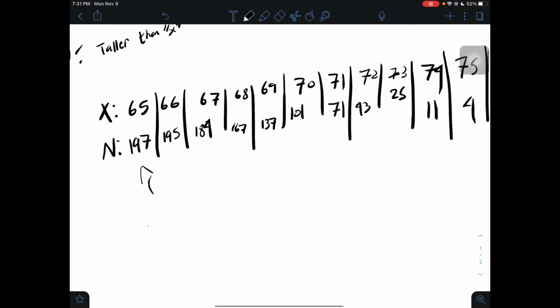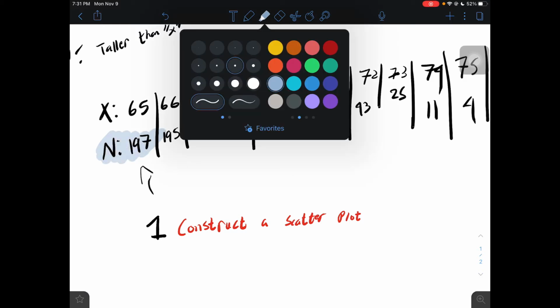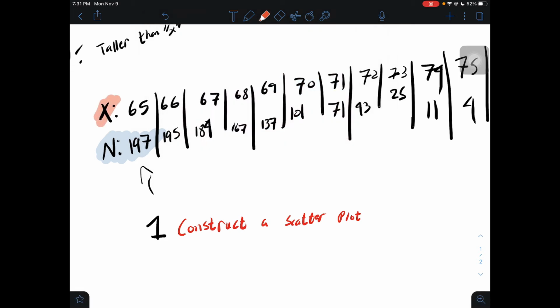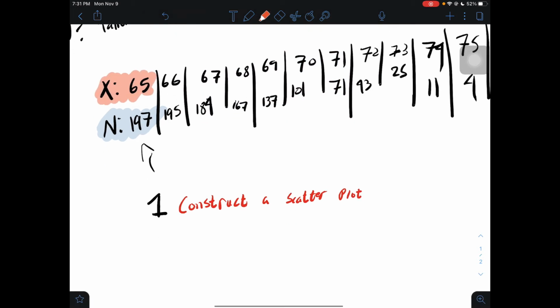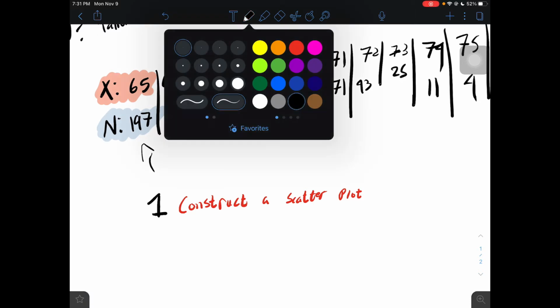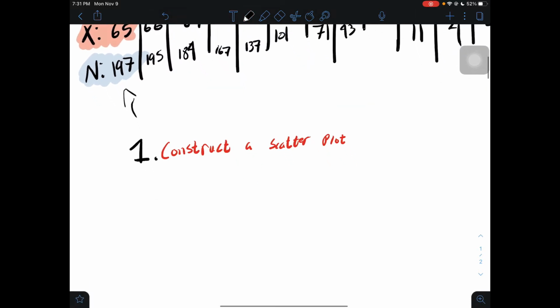construct a scatter plot. So first step is to construct a scatter plot. Now, we are going to denote our n values using this bluish color, and we're going to denote our x values using an orangish color, more like a red. A scatter plot looks something like all the dots, the data. So this would be our x, this would be our n. It looks something similar to that.